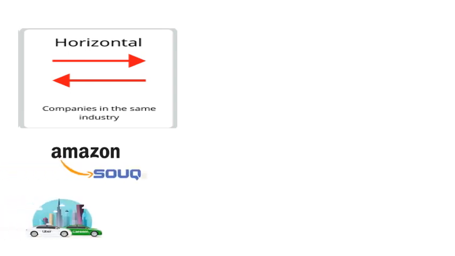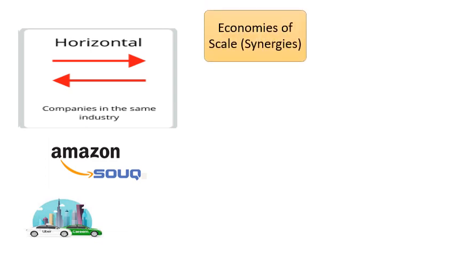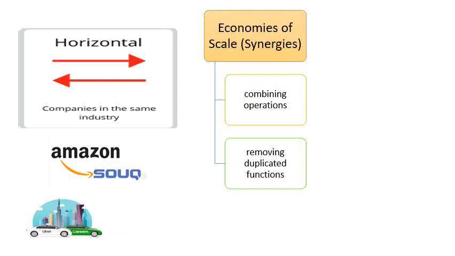The first class of M&A transaction is the horizontal transaction, in which the two companies are in the same industry, more specifically in the same business line. For example, Uber and Careem, Amazon and so on. The main motivators of horizontal M&A transactions are to achieve what is called economies of scale or synergies, by combining operations or by removing duplicated functions.